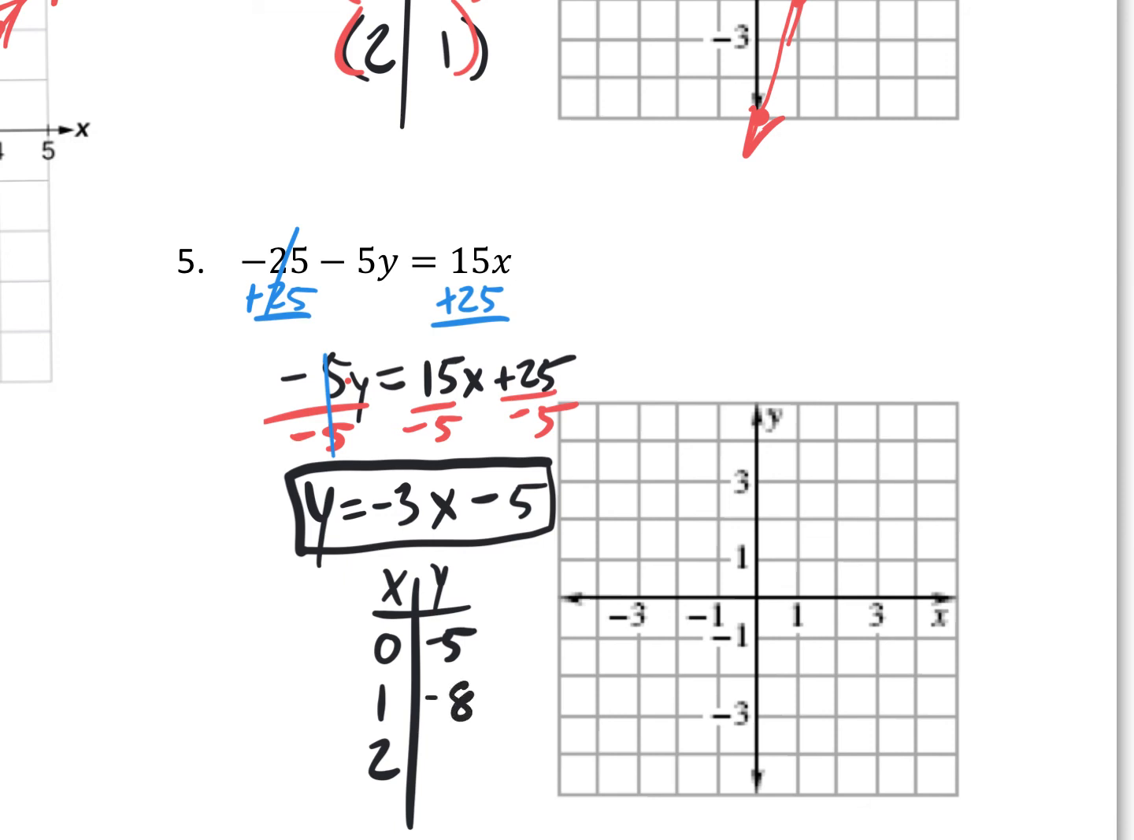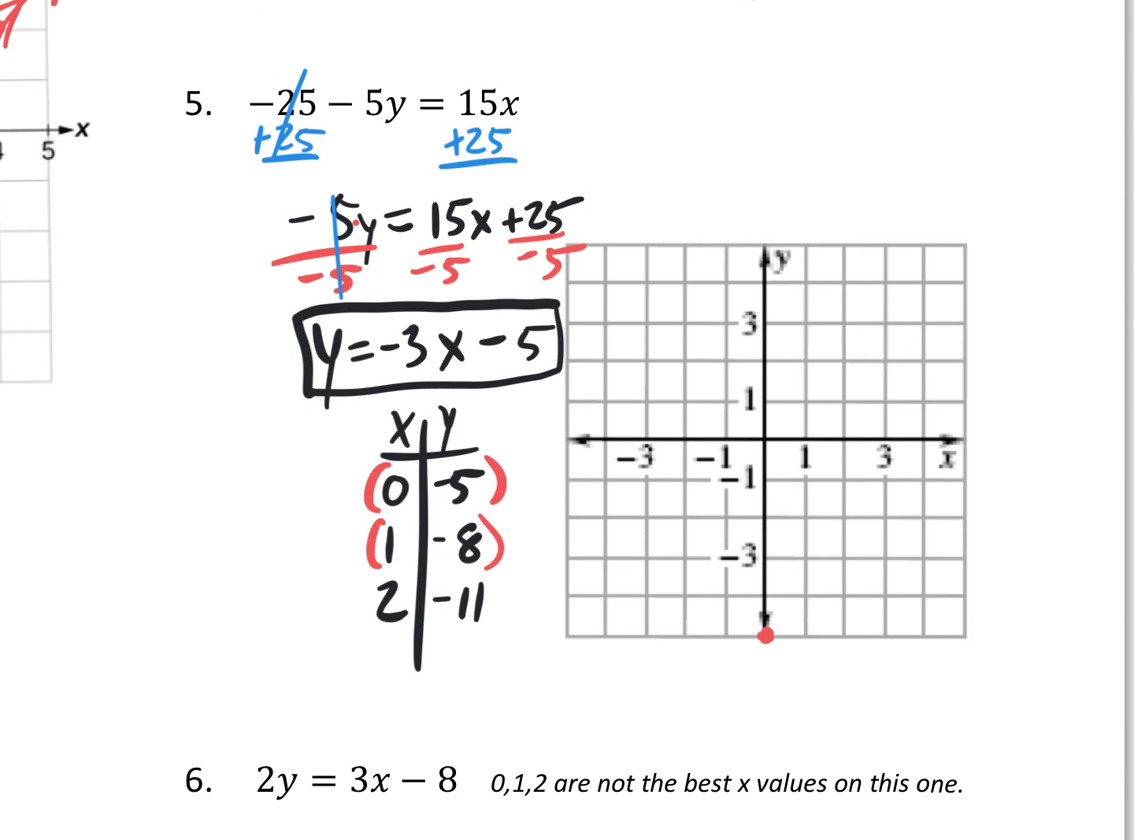And then plug in a 2. 2 right there is negative 3 times 2 is negative 6. Negative 6 minus 5 is negative 11. Now, check out what happens when we graph these coordinates. 0, negative 5 is right here. Now, if I go to the coordinate 1, negative 8, that's going to be off the graph.